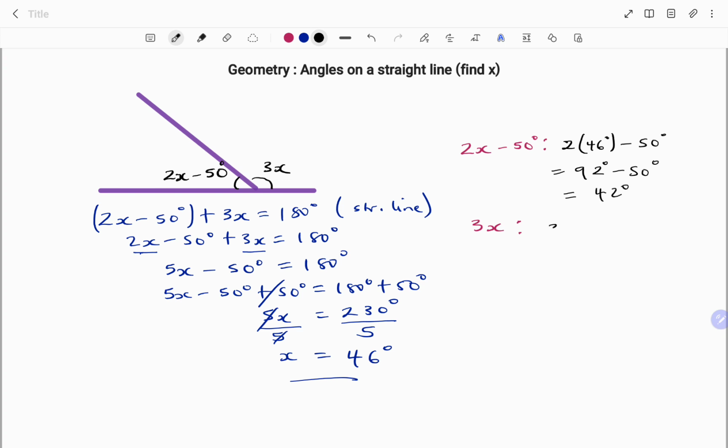Likewise, 3x, I replace my x with 46. 46 times 3 will give me 138 degrees. And if I add 42 degrees plus 138, that will give me 180 degrees. That's the sum of angles on a straight line.